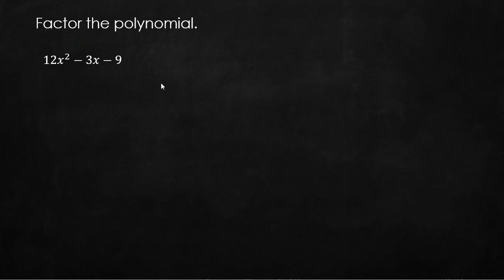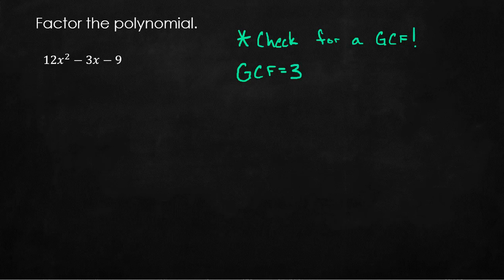All right, we're asked to factor 12x squared minus 3x minus 9. And the first thing that we're going to do, and the first thing we should always do, and I probably should have pointed this out in previous videos, is to check for a GCF. So we want to see, is there a greatest common factor between 12, 3, and 9? And there is. In this example, our GCF is 3.